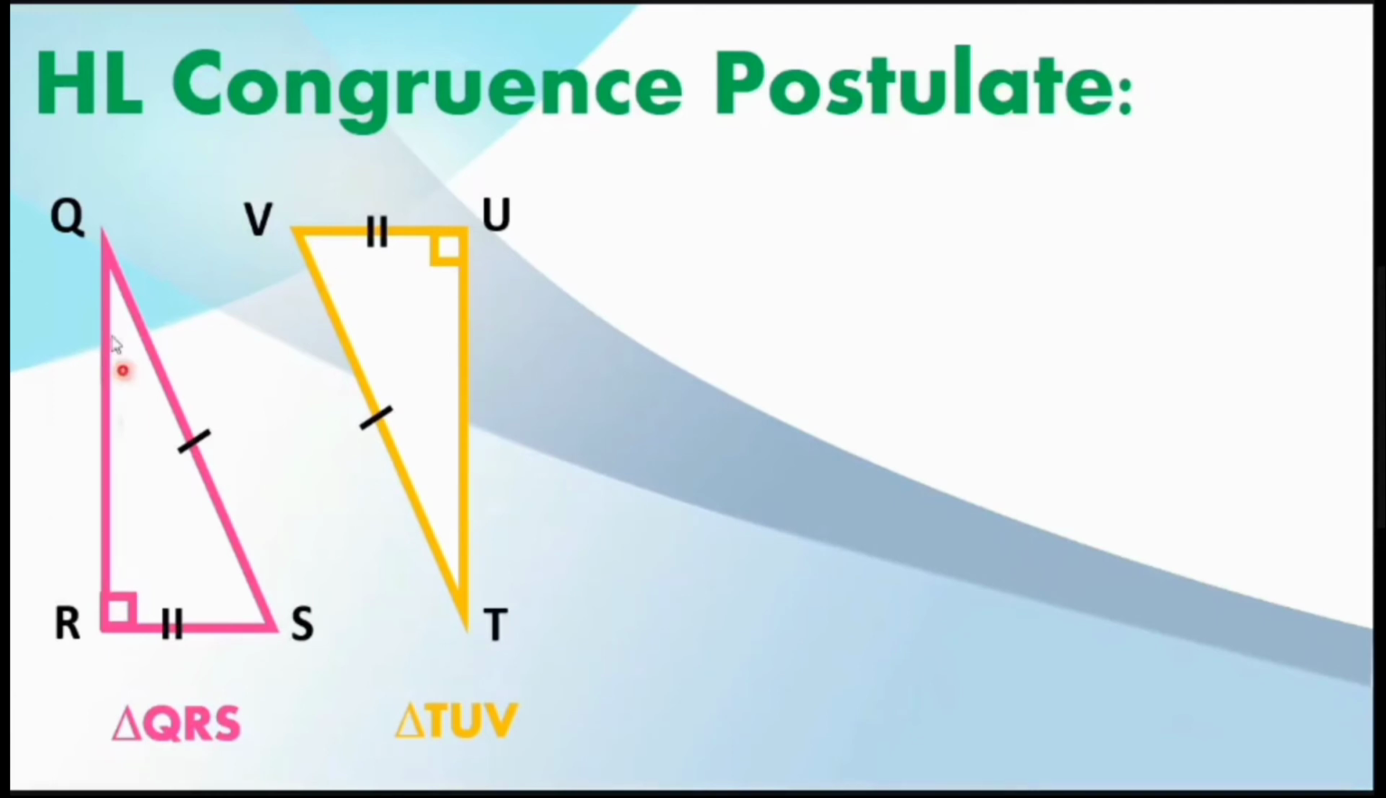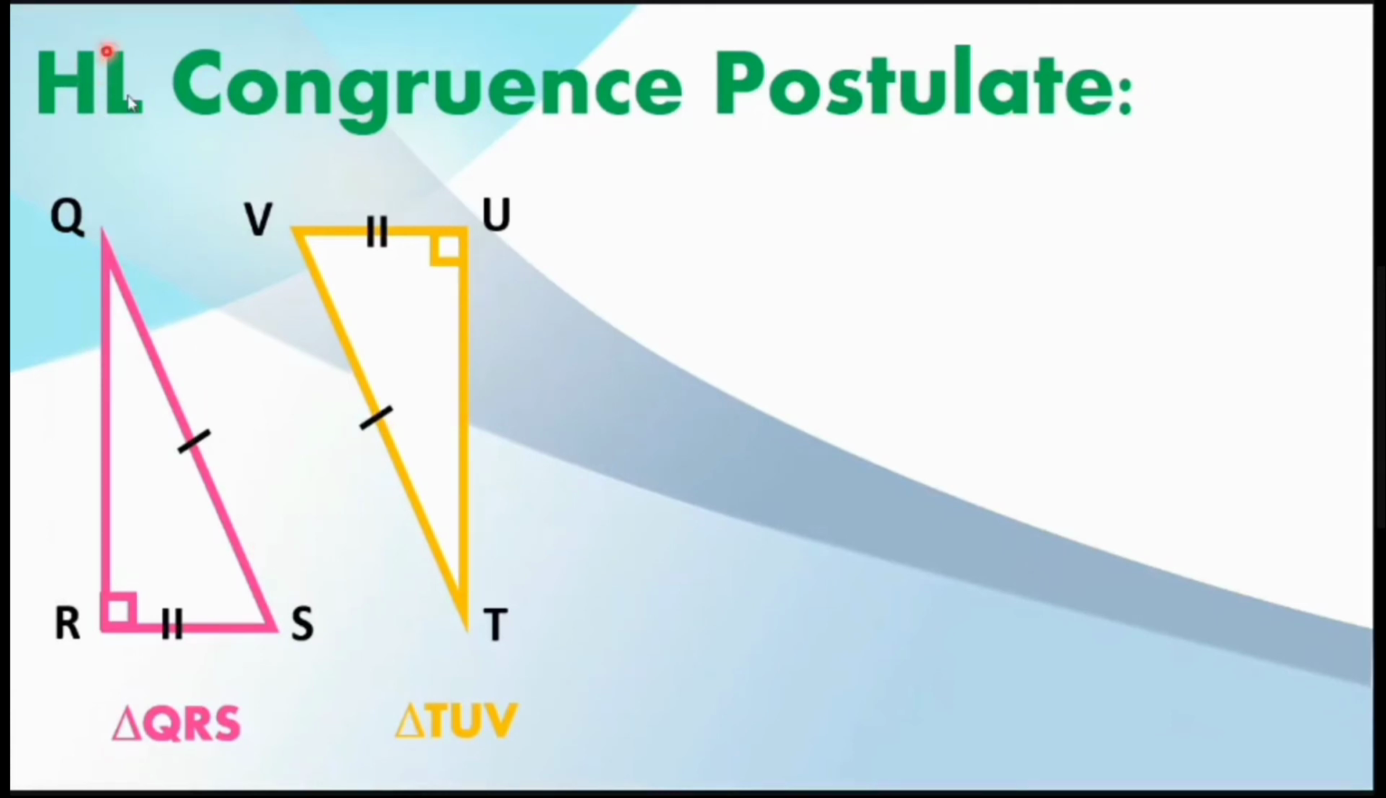The first side that is marked on the first triangle is the longest side. This longest side here is what we call the hypotenuse of the triangle. On the second triangle, side TV is the longest side of the triangle, or what we call the hypotenuse of the triangle. So we have already identified the hypotenuse of the two triangles.